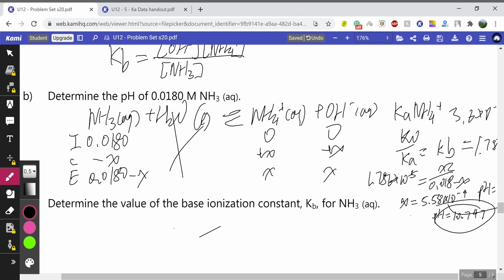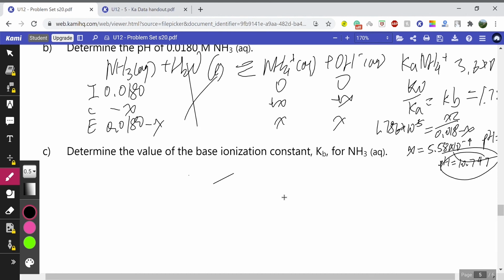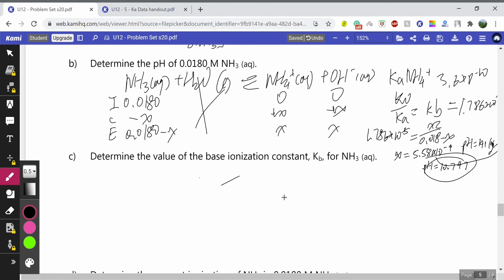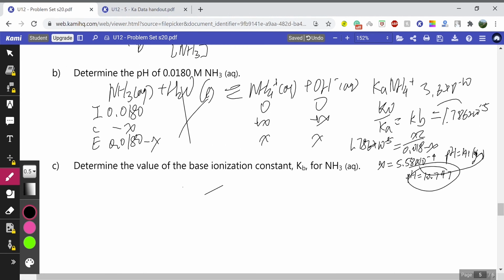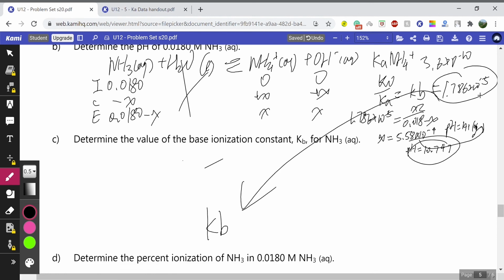10.747. Now, determine the value of the base ionization constant Kb. Well, we just did that, right? It's over here. We found the Kb on the previous problem. It's 1.78 times 10 to the negative 5th. So we can just pull that over here. We can rewrite it. Kb is equal to 1.786 times 10 to the negative 5th power.